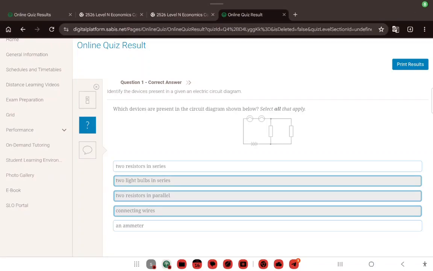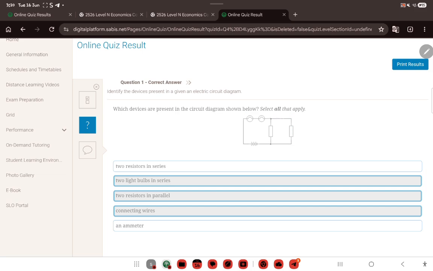I'm going to be solving physics sections 2.14 to 2.18, so let's begin. Question 1 says, which devices are present in the circuit diagram shown below? So the two light bulbs in series since they're next to each other, and two resistors in parallel since they're parallel to each other in the diagram. Connecting wires, like the wires connecting them.